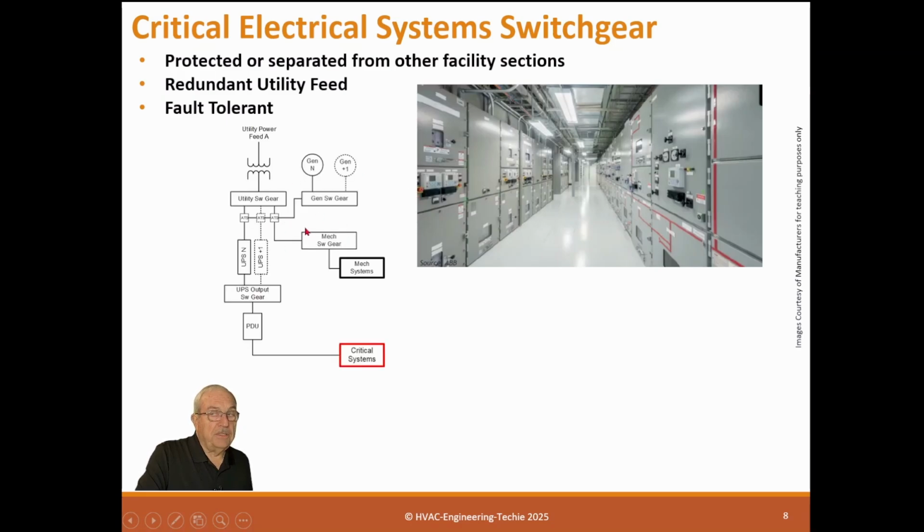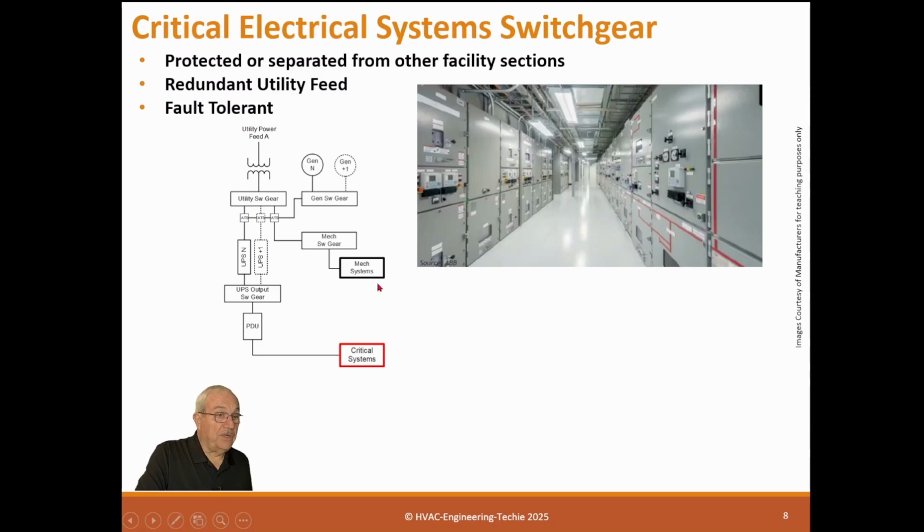This happens to be an idea of what we're talking about here. Now, this is the main transformer coming in. This is power feed A. This is the utility switchgear, which is our SES. And then we have a generator coming online that feeds these ATSs, which feed the UPS to the critical output loads, and it may feed the mechanical switchgear that feeds the mechanical systems, because the mechanical systems are also important to the criticality of the facility.